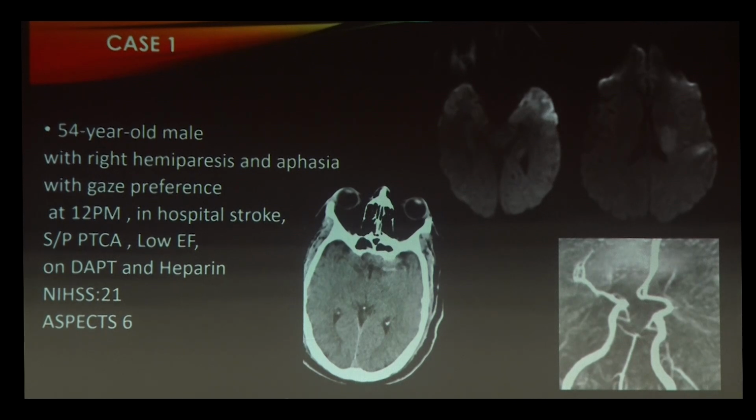So we will see a few case scenarios. This is a 54-year-old male with right hemiparesis and aphasia with gaze preference, and it is an in-hospital stroke. He is post-PTCA with low ejection fraction on DAPT and heparin, and his NIHSS was 21 and ASPECTS low. So in this patient, though he was in window for thrombolysis, we deferred the thrombolysis in view of the patient being on heparin infusion and his low ASPECTS and high NIHSS.